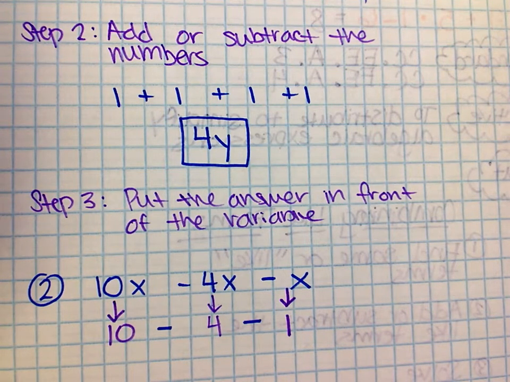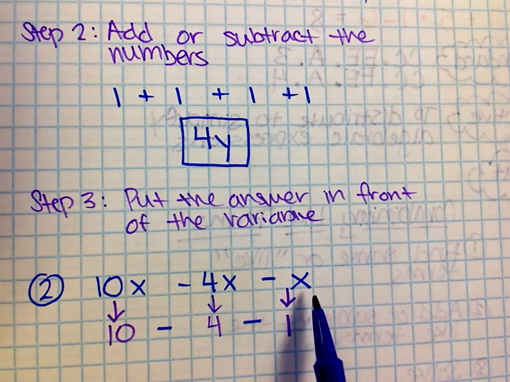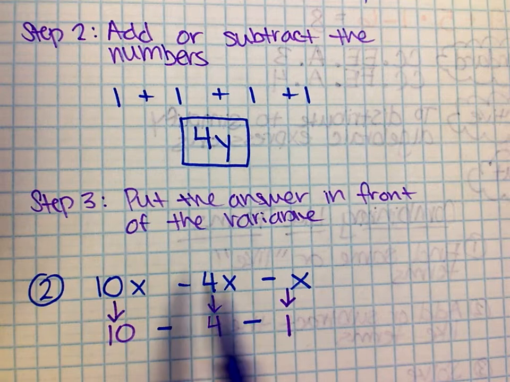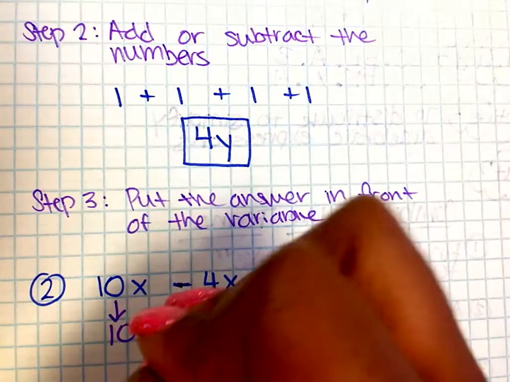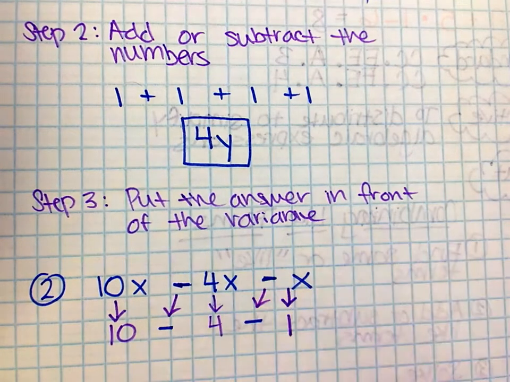That makes sense? We're looking for the number that's in front of the variable. The variable is x. The number in front of it is 10. Do we see that? The number in front of this variable is 4. We see that? The number in front of x is the secret spy 1. These are subtraction signs, so we keep the subtraction sign. Whenever it's by itself, it's always going to be a 1.